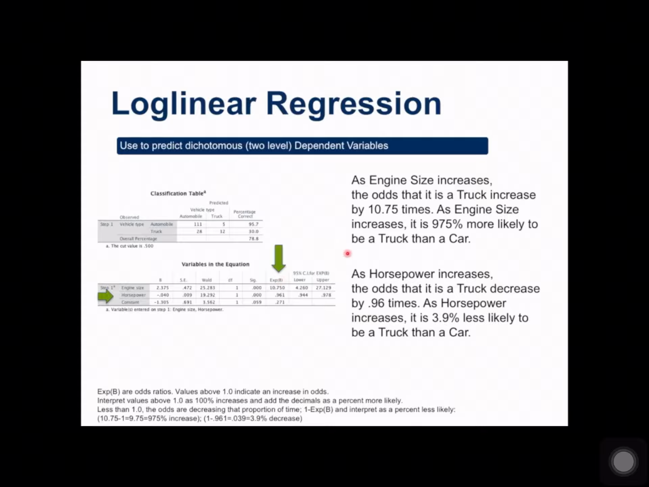This is a huge difference. Similarly, as horsepower increases, the odds that it's a truck surprisingly decrease. So it actually shows here that there's a decrease. As horsepower increases, it's 3.9% less likely to be a truck than a car. We'll look at this example in a hands-on, but you can see how powerful this might be, and maybe replace automobiles and trucks with something like top customers and not top customers, or sale days versus non-sale days. It could be any kind of dichotomous value like that that you want to actually predict, and if it just has two levels, this might be a great opportunity to use this method.